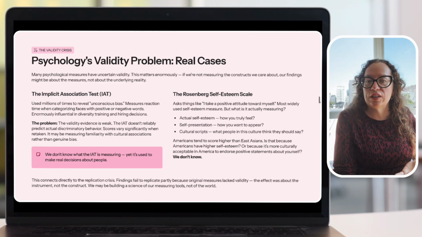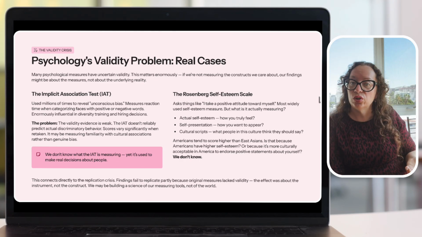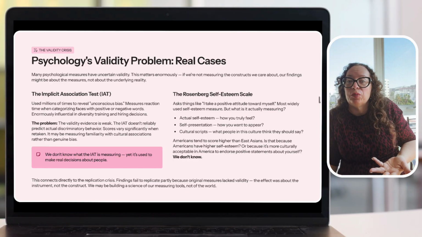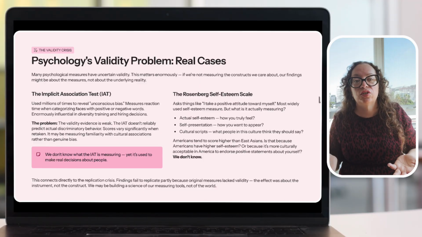So different cultures respond differently to self-esteem items. Americans tend to score high, East Asians tend to score low. Is this because Americans have higher self-esteem or because it's more culturally acceptable in America to say positive things about yourself? We don't know. The validity is uncertain.